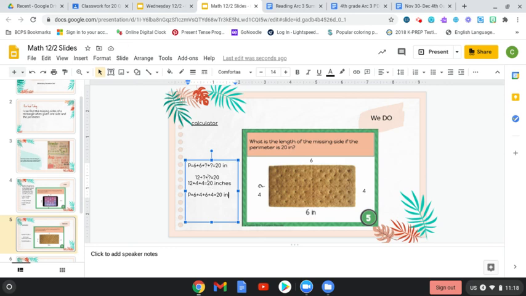I knew I needed 8 because 12 plus 8 is 20, but I also knew I had to break it up into 2 equal parts because it's a rectangle. So I knew that 8 could be divided into 4 and 4. So 6 plus 4 plus 6 plus 4 does equal 20. I hope that helps.